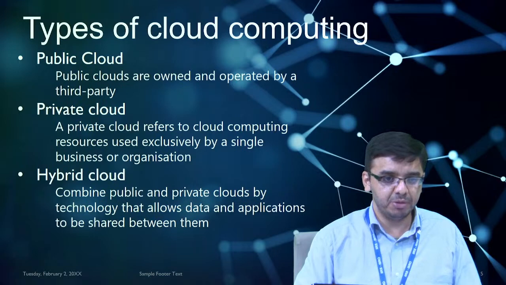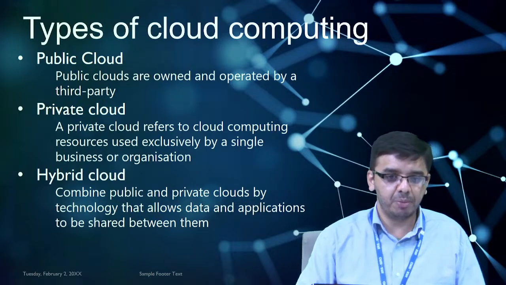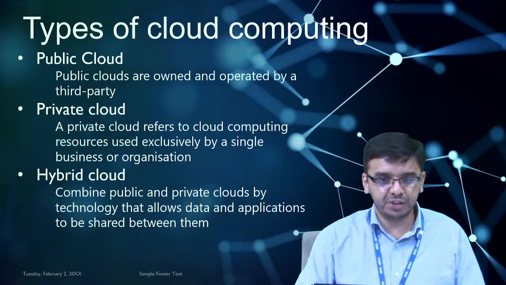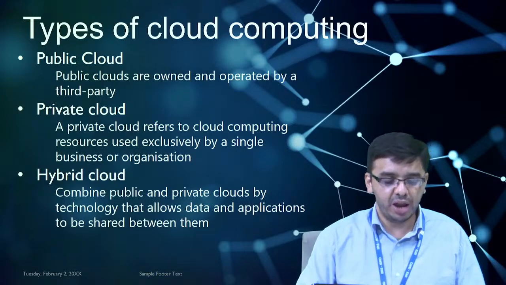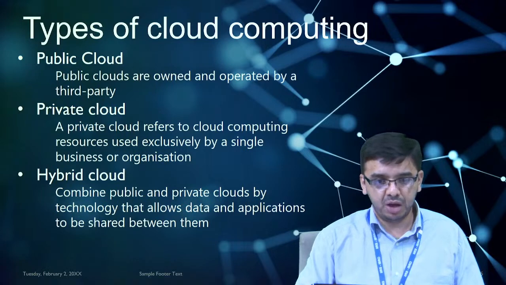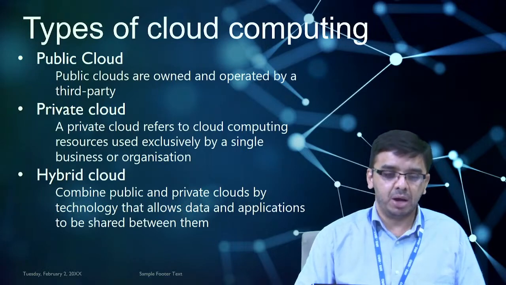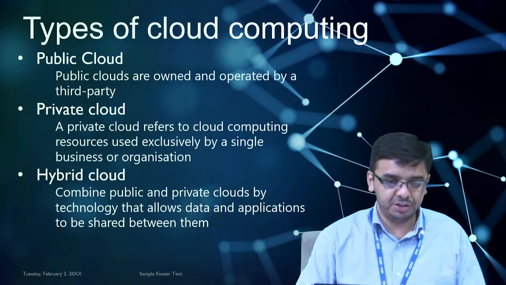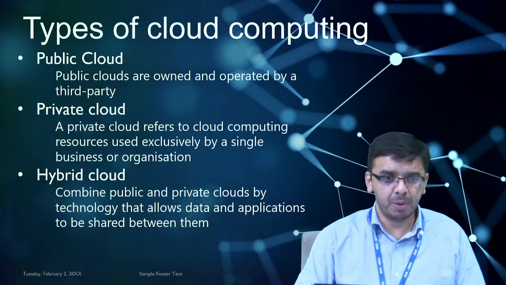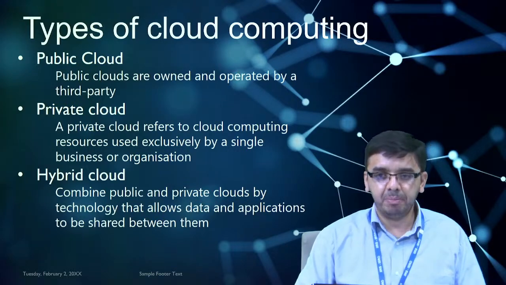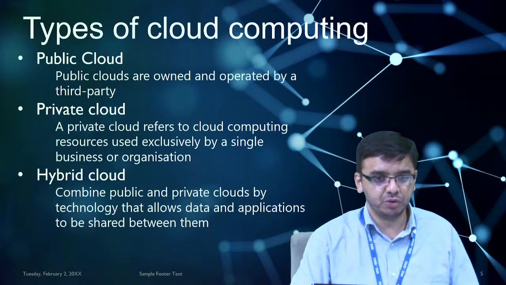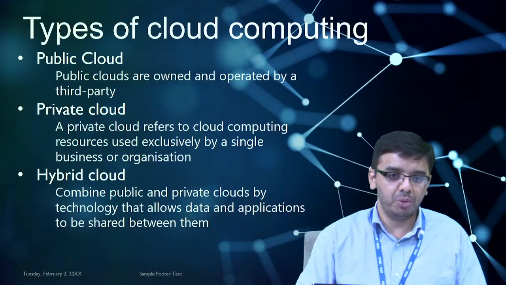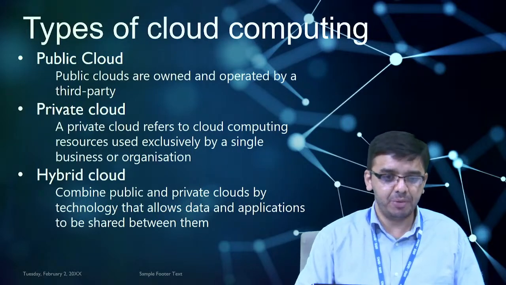The second type is called private cloud. A private cloud refers to cloud computing resources used exclusively by a single business or organization. Suppose some company or organization doesn't want its data to be put on the public cloud because of some security or other concerns. They can build their own cloud infrastructure that can be shared across their entire organization. That is called a private cloud. It will be owned and maintained by that single private entity, so nobody else can access it except that organization.